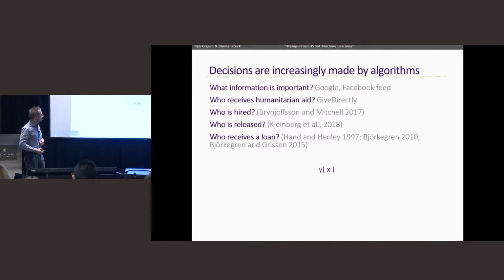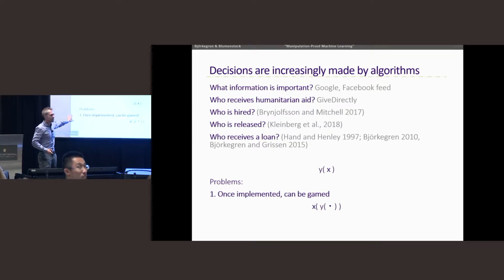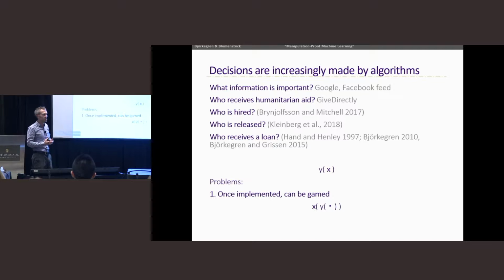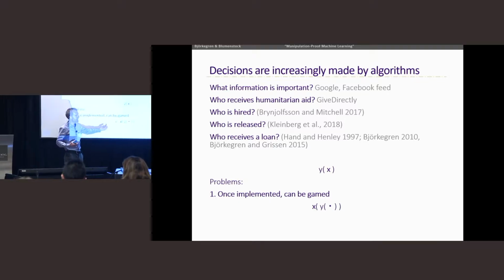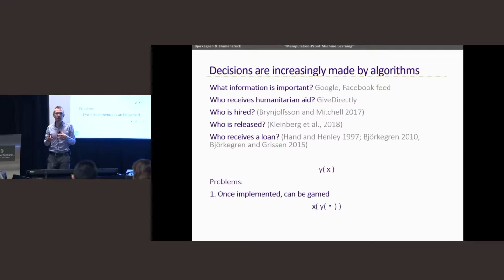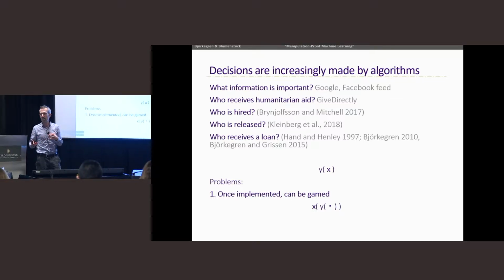In these types of decisions, there are two big problems. And the first is that once you start making consequential decisions based on this information, people have incentives to game that information and game that algorithm. So their behavior now is also a function of this algorithm. The X's are now a function of the Y's.